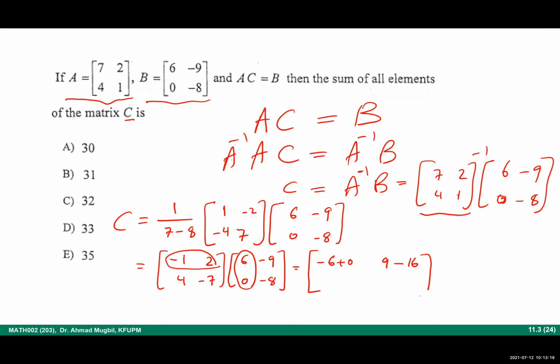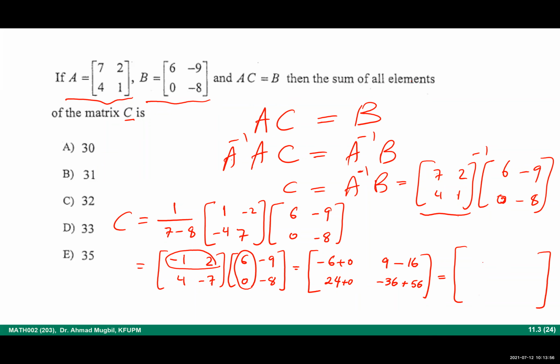You have to be careful about these operations. I made a mistake in the previous class. 4 times 6, what is it? 24 plus 0, because negative 7 multiplied by 0 is 0. Now the last one, 4 multiplied by negative 9, what is it? Negative 36 plus 4 multiplied by negative 8. Now the negative 7 multiplied by negative 8, it is positive. Negative by negative is positive. 7 times 8 is 56. Is that right?